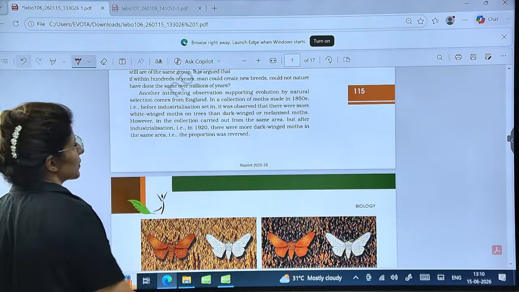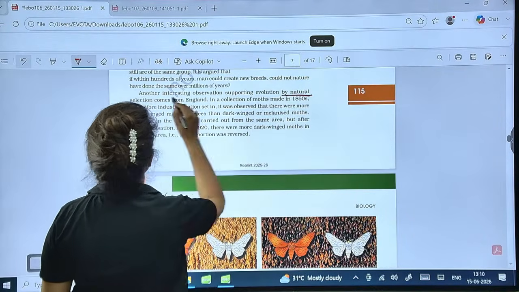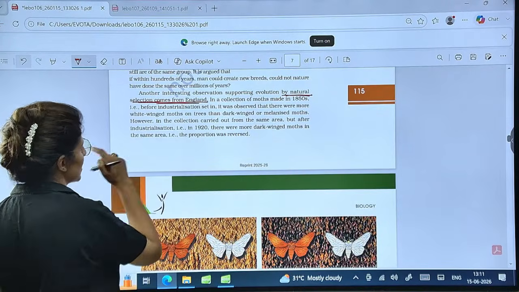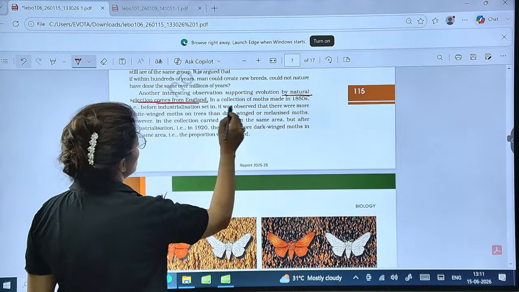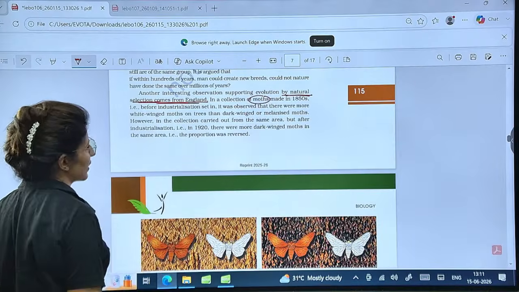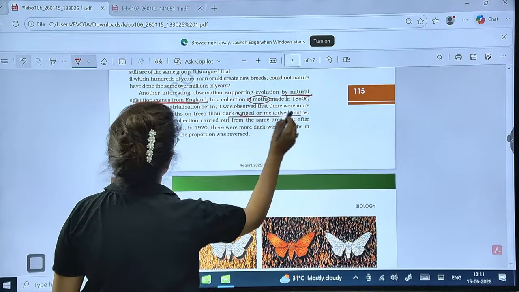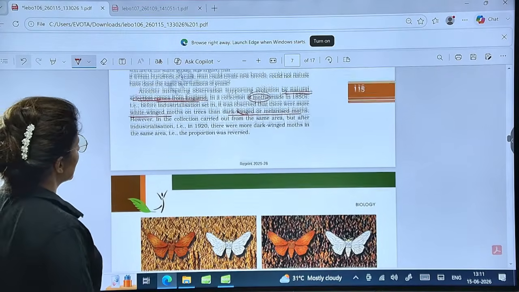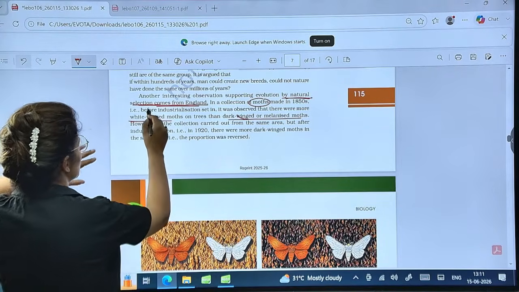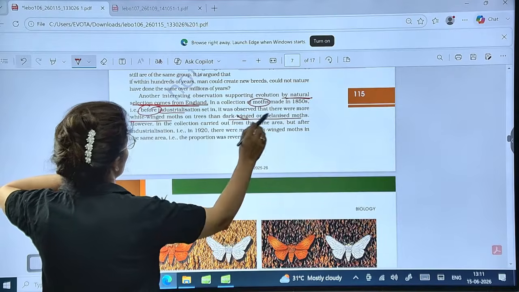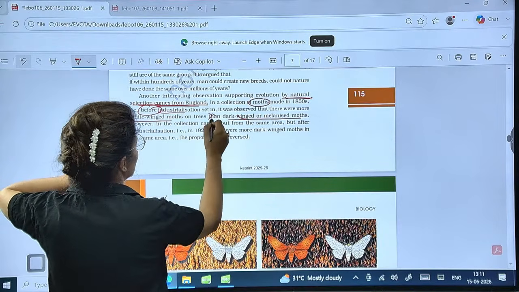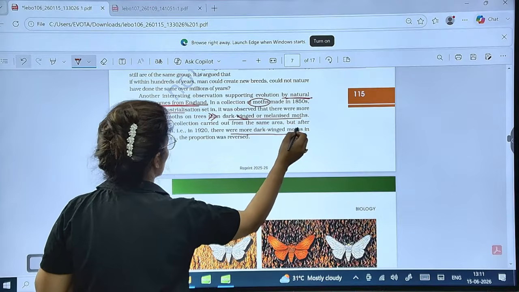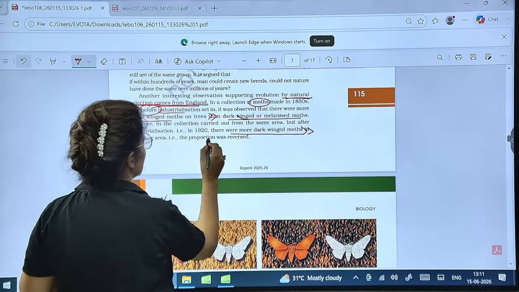Another interesting observation supporting evolution by natural selection comes from England, and we are talking about industrial melanism, where two types of moths were studied: the dark colored moths, or the melanized one, and the white colored moths, right? So before industrialization, it was observed that white were more than the dark one, while in 1990 the dark ones were more as compared to the light ones.